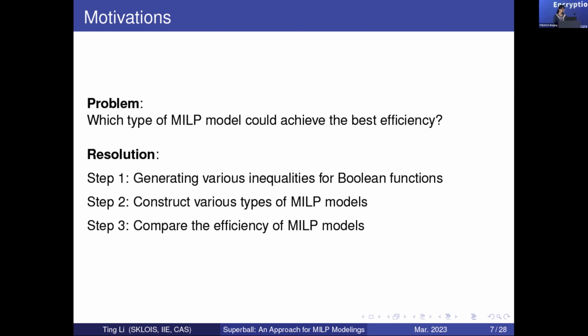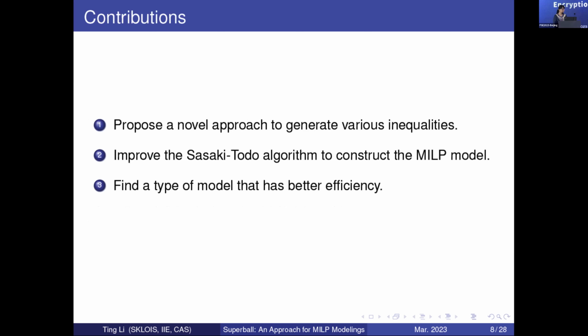According to this, we make 3 contributions in this paper. First, we propose a novel approach called the Super Bowl approach to generate various inequalities. Then we improve the Sasaki-Todo method to construct the MILP model by considering both sides and strings. The definition of strings will be given later. At last, we found a type of model that has better efficiency in most of our experiments.